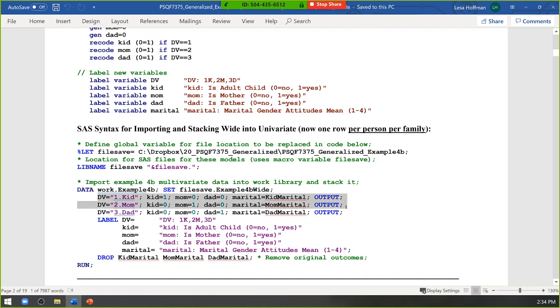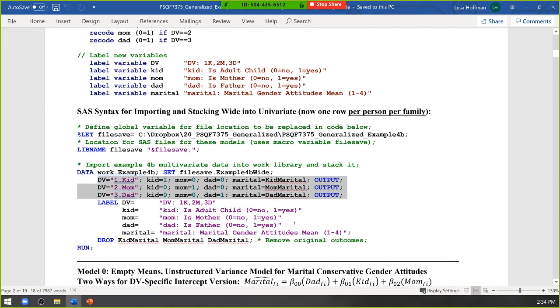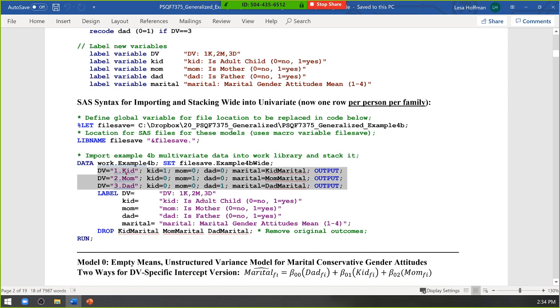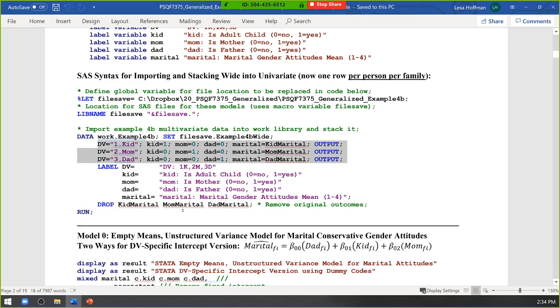3 lines for my 3 different people. So I'm creating the categorical index and each of the dummy codes myself in the stacking thing. The single marital column is being created here. Output means write a new line of data. And I dropped the original outcomes that I no longer needed as well. So now we're ready to rock and roll.